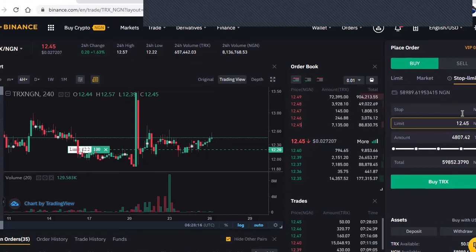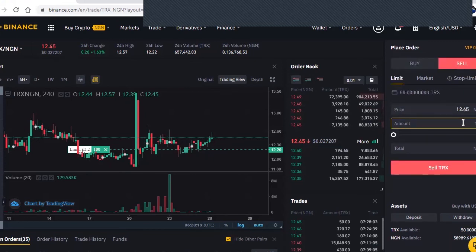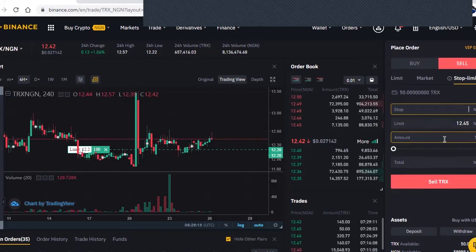Now I bought it at 12.45. That's the price that I bought it. Let's say you want to sell at this price. But what happens, you buy at this price, you want to sell at 15 naira, but what happens if the market didn't get to that point? Maybe there's a reversal, the market drops or crashes. So how can you prevent that, so as not to lose all your funds?